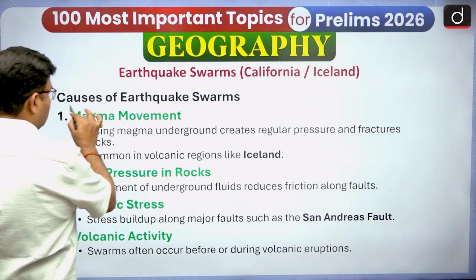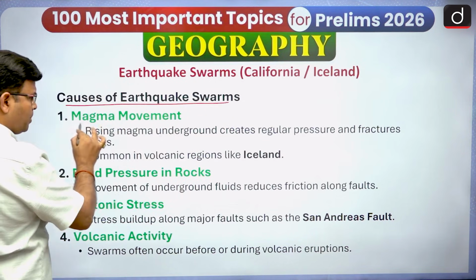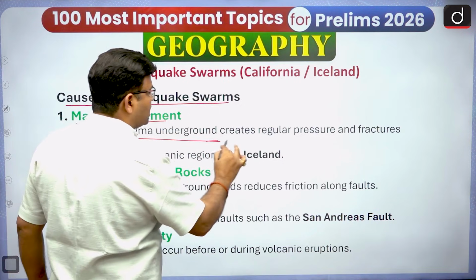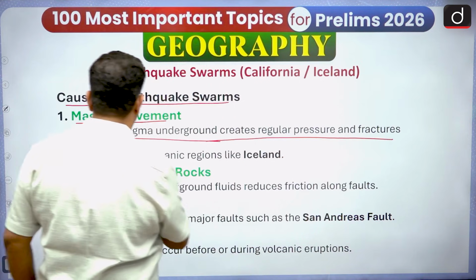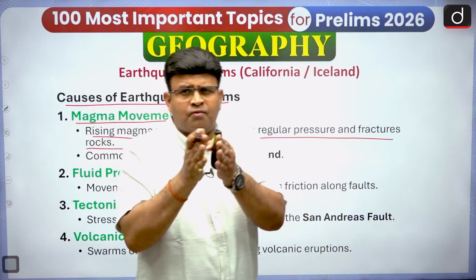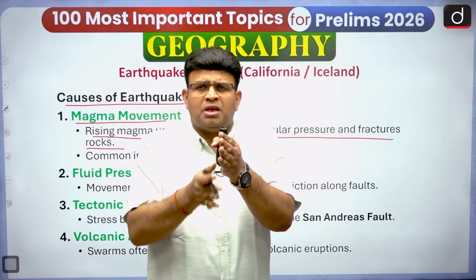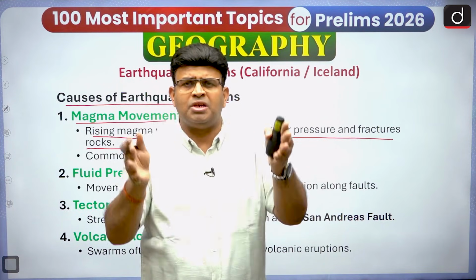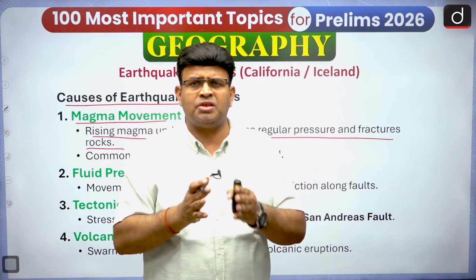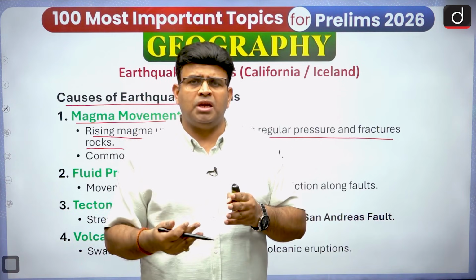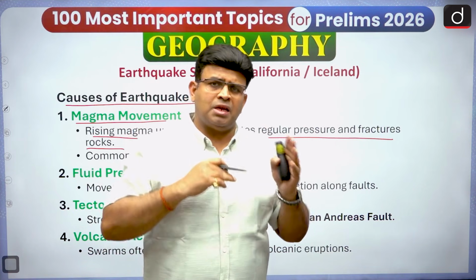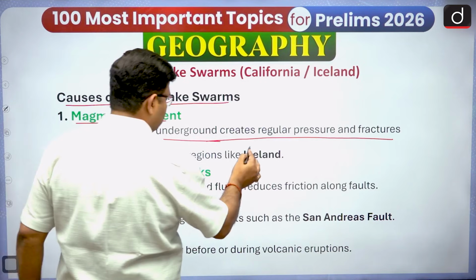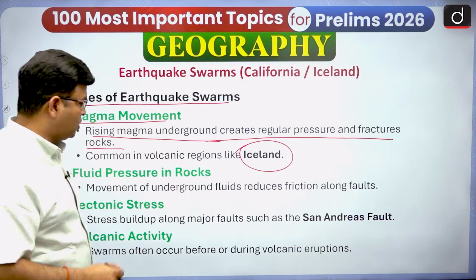Causes of earthquake swarms: magma movement. Rising magma underground creates regular pressure and fractures rocks. When there are fractures, magma is able to come up, with a little bit of shaking, always a little bit of shaking taking place. This way you can say that magma movement happens along the divergent boundary, like Iceland. Iceland is along the divergent boundary.